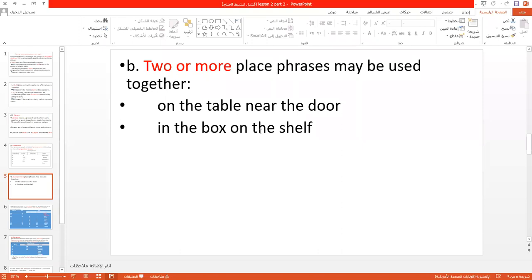In the box, on the shelf. What is the meaning of shelf? Shelf? رف, Raf, very good. In the box, على الرف. So look, in the box is a place phrase. In the box, preposition, article, and noun. On the shelf, another place phrase. On, this is a preposition, the article, and shelf a noun. So we can join two or more place phrases within one sentence.